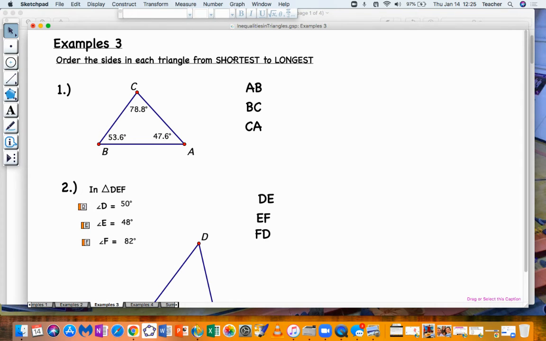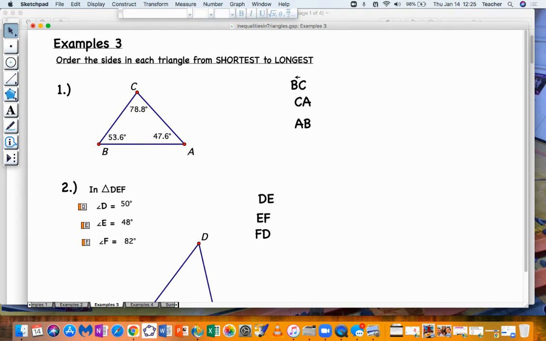I'm going to do the order from shortest to longest, so I need to go smallest angle first. Smallest angle right here is 47.6. Opposite that is BC. So BC is going to be my shortest side because it is opposite the smallest angle. All right, next one, this is the next smallest angle. So opposite that would be CA or AC, whichever they write it. And then AB would be the last one, which would mean it is opposite the largest angle, and it is.